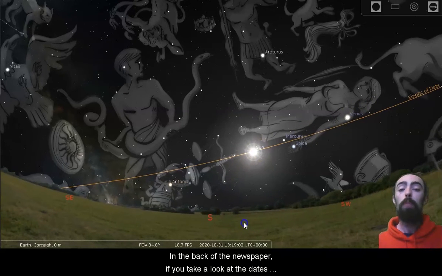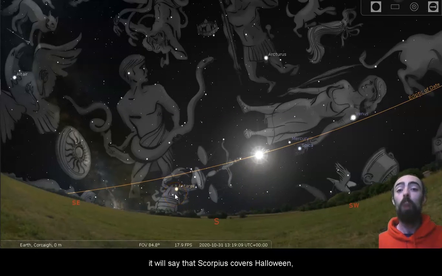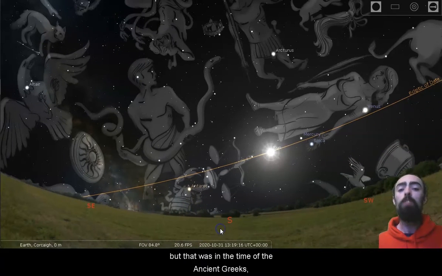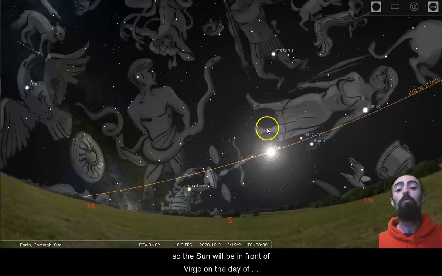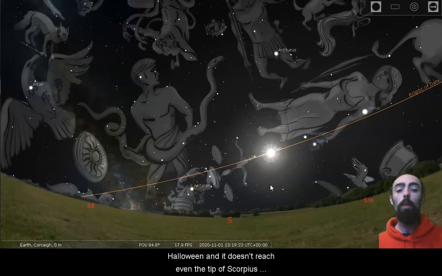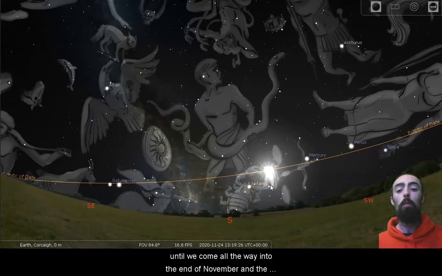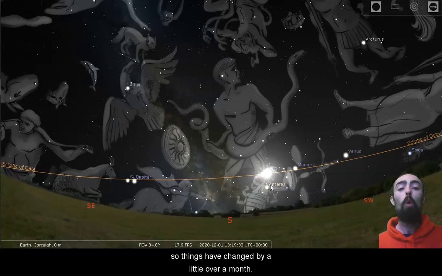In the back of the newspaper, if you take a look at the dates that line up with the different constellations, it will say that Scorpius covers Halloween, that if the sun is in front of Scorpius, it's Halloween. But that was in the time of the ancient Greeks. Since then, things have changed, so the sun will be in front of Virgo on the day of Halloween, and it doesn't reach even the tip of Scorpius until we come all the way into the end of November and the beginning of December. So things have changed by a little over a month.